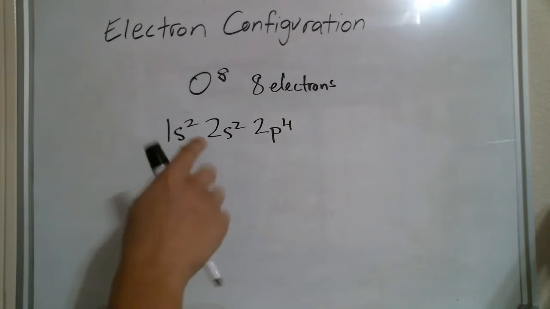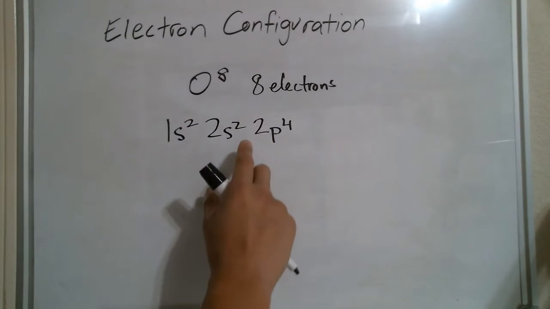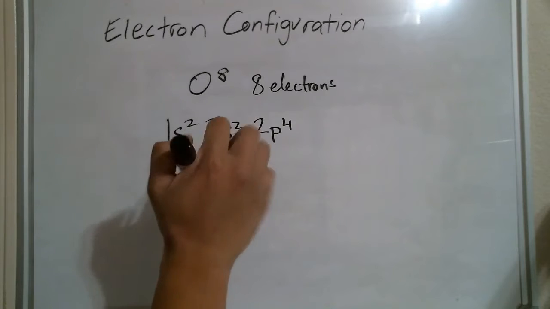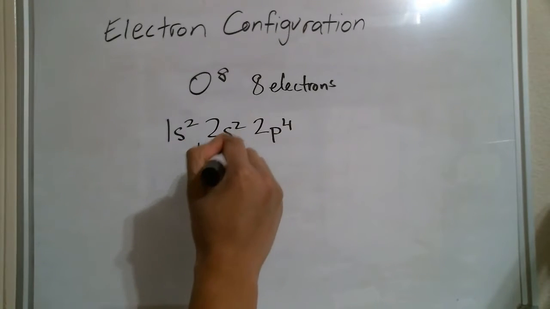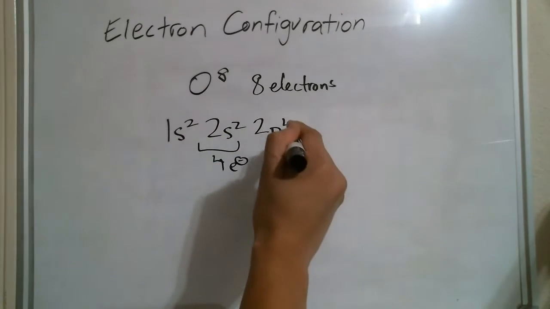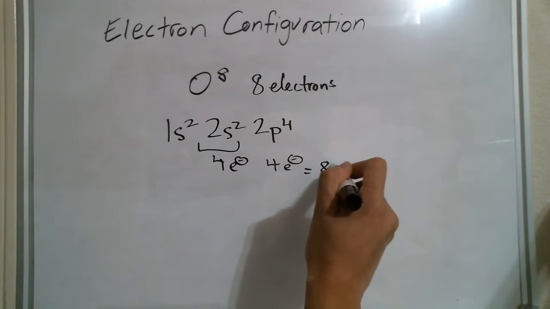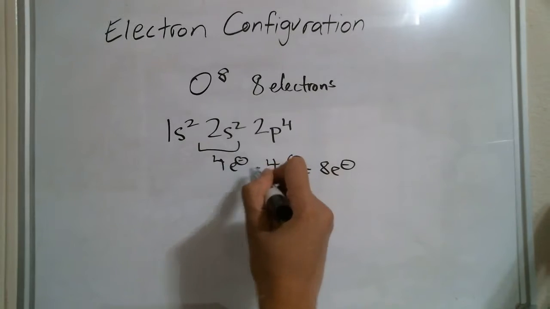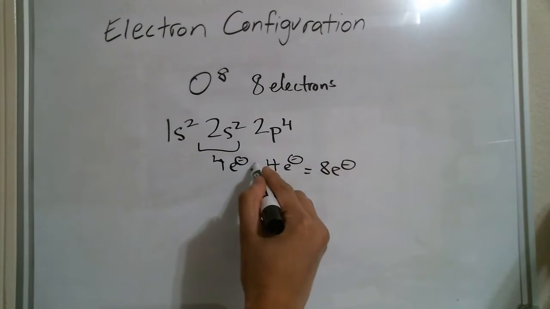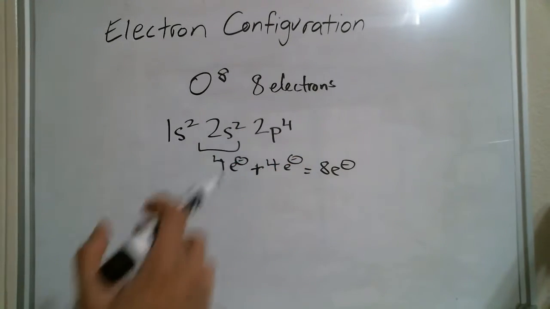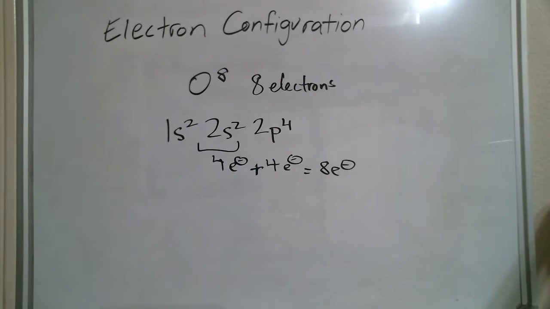Now let's count. 2 electrons plus 2 electrons is 4. There's 4 here, and there's 4 more here. That adds up to 8. So I think this electron configuration is correct because we have 8 electrons now.